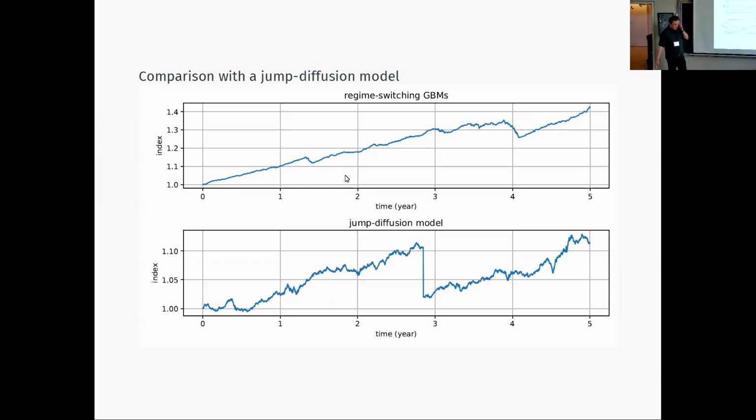In a previous version of this work, I also used a jump diffusion model. Compared to the jump diffusion model, the regime switching GBMs have more gradual market crash rather than a sudden drop. I ran the simulation with both models, and the results are quite similar, although the exact numbers are different, the general pattern is the same. So we use this regime switching GBM for simulation.